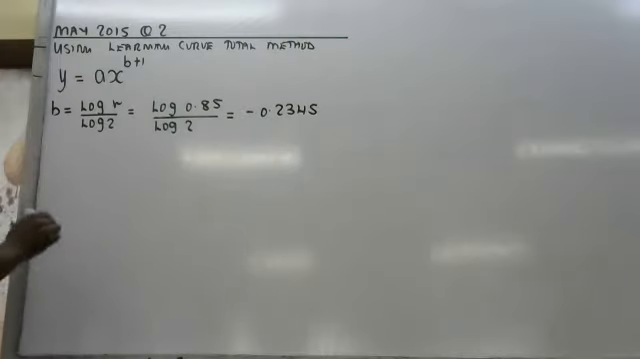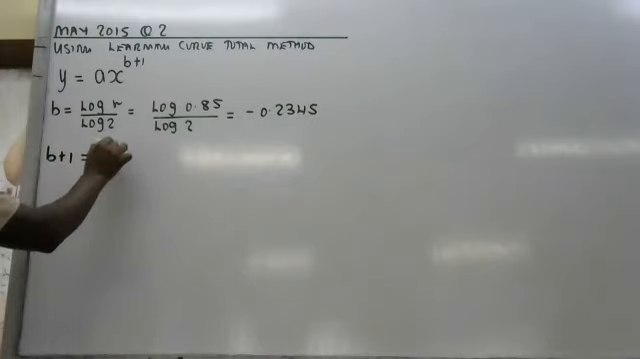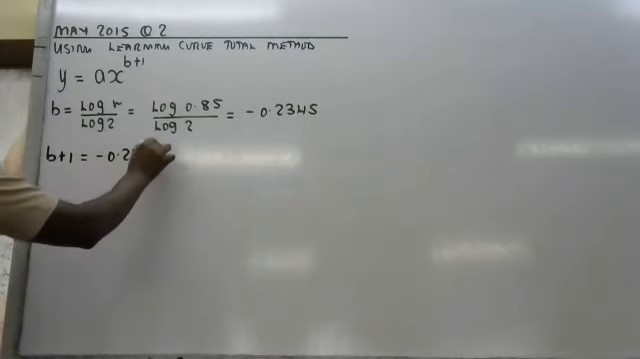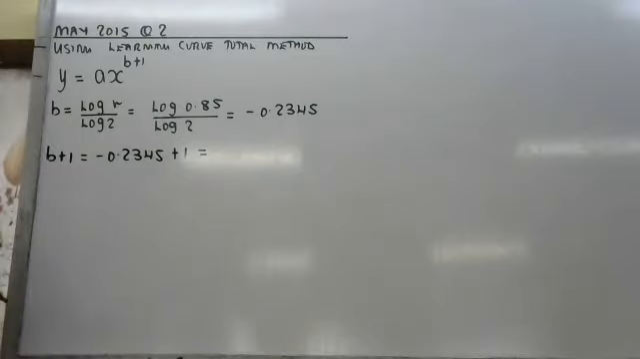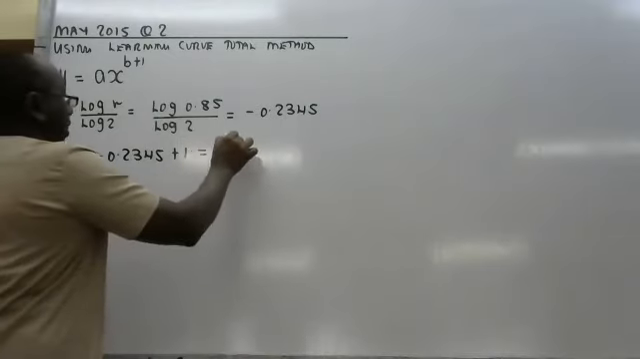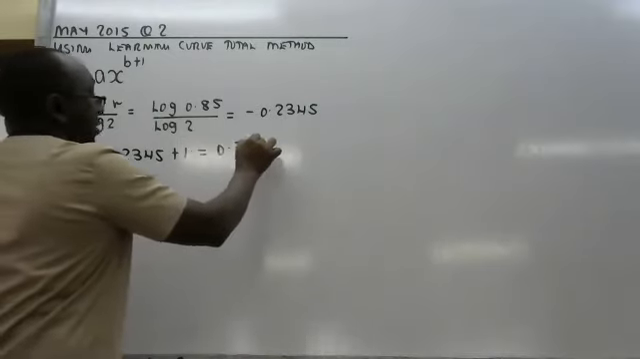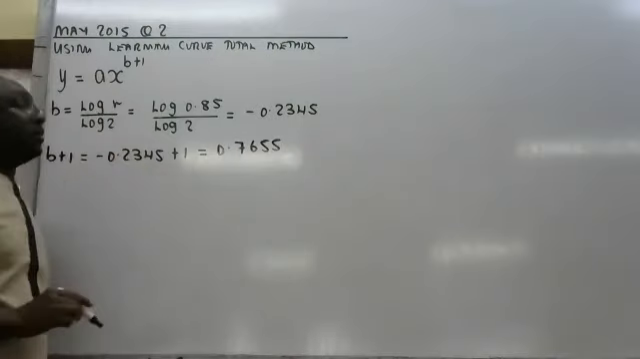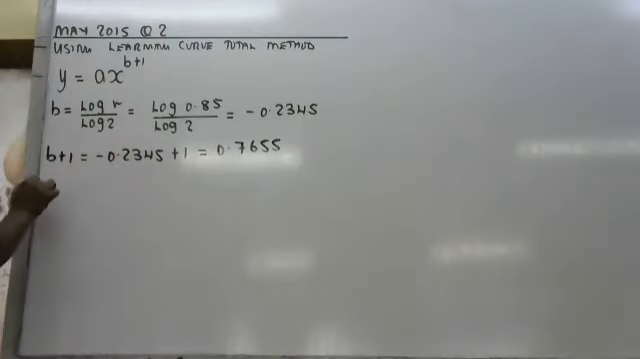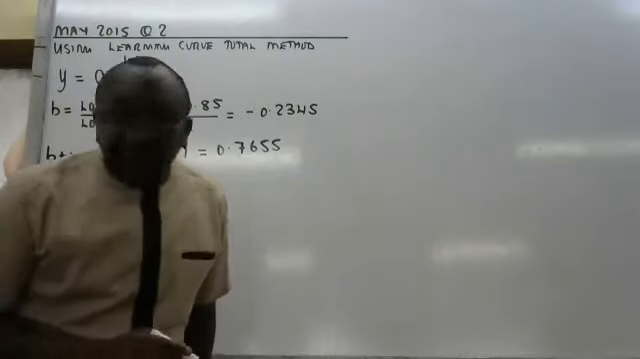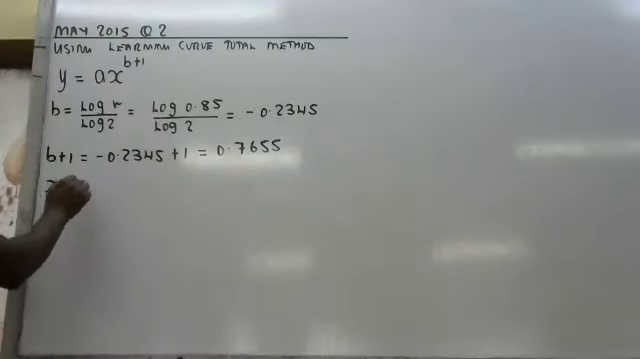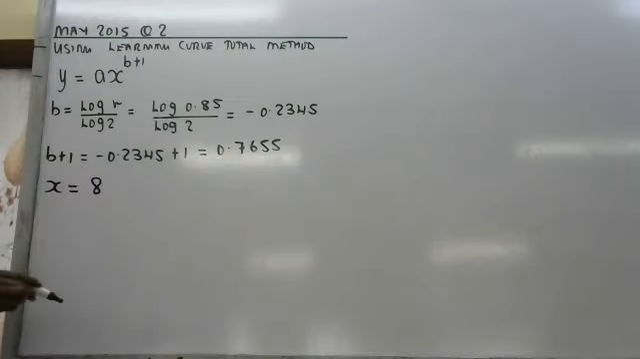Confirmed, good. Then B plus 1 is minus 0.2345 plus 1, which is 0.7655. Then H is the number of units that we're looking for. So our question entails how many units? 8.